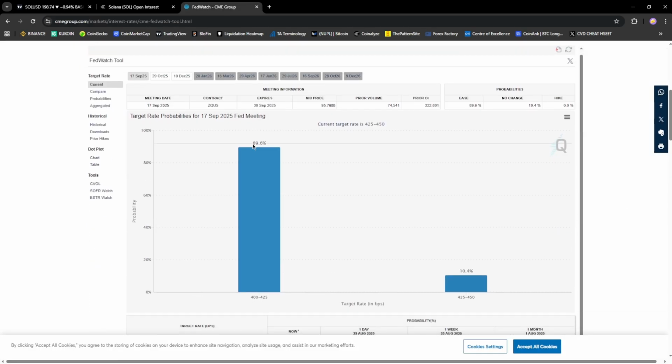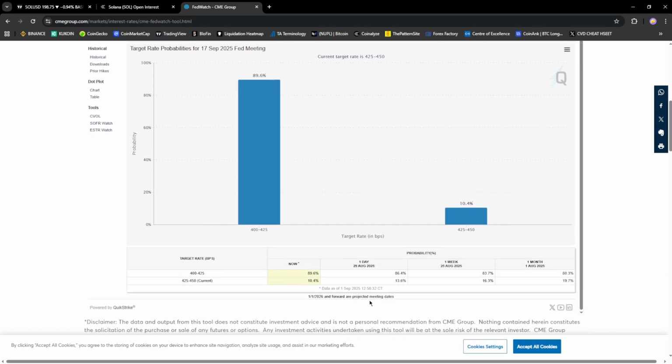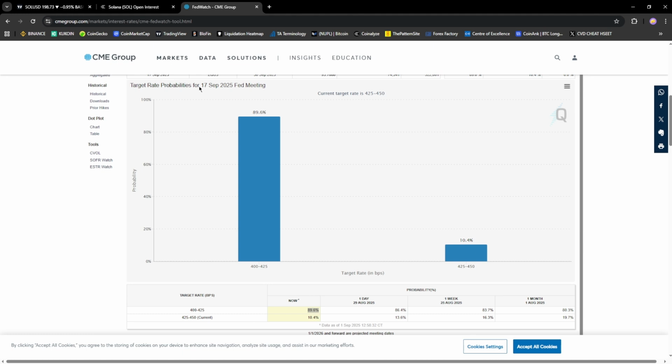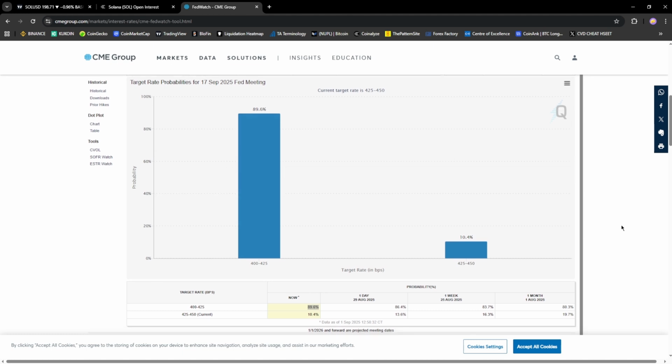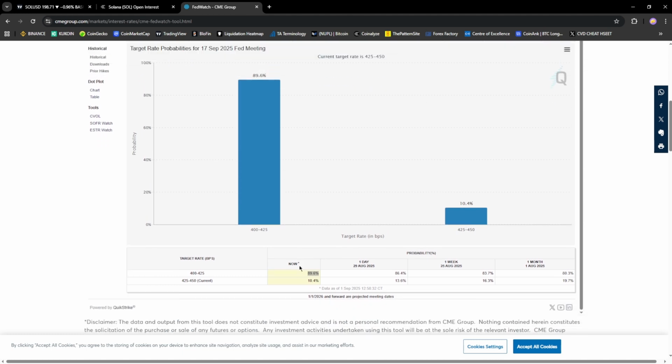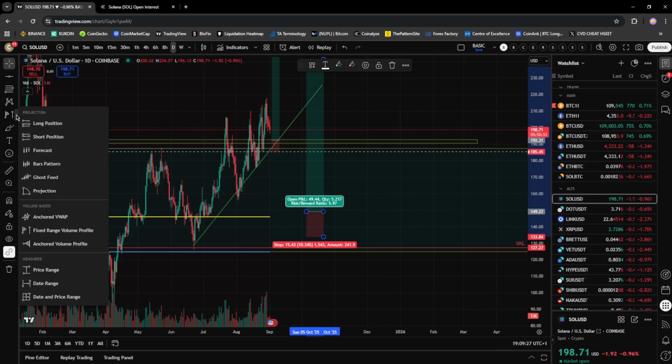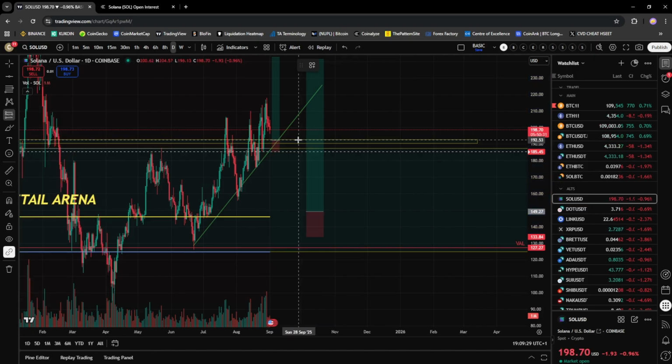We do have 90% for lower rates in September, for a September rate cut at the FOMC Fed meeting. As you can see, this is your current, and you have 90% for lower rate cuts. Let's just add this one right here.